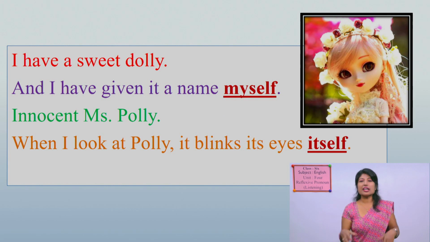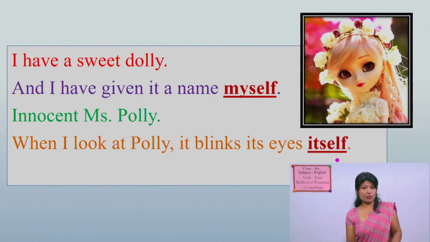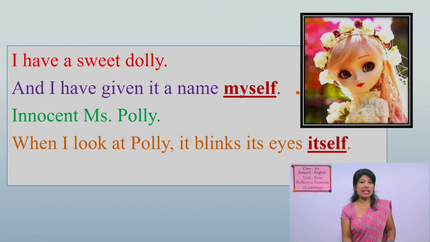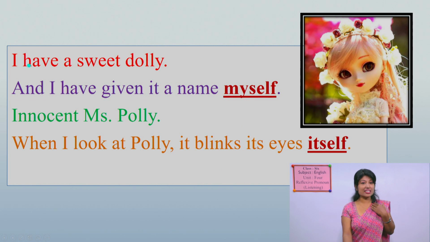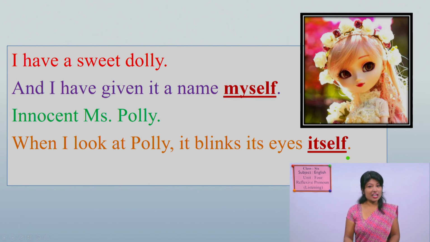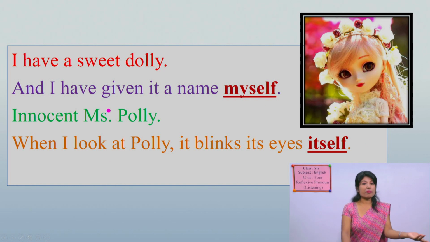So what have you noticed in this poem? Can you tell me? Yes, I have underlined the words like myself and itself. See, the SELF ending: myself, itself. Here this myself means who? I, me, right? This myself means I. And here this itself means it, it means Polly. Polly means this dolly. So these words refer back to the subject again. So what are these words?